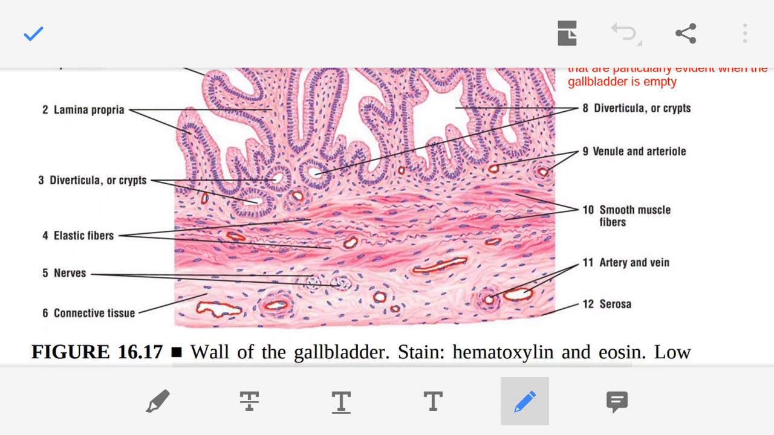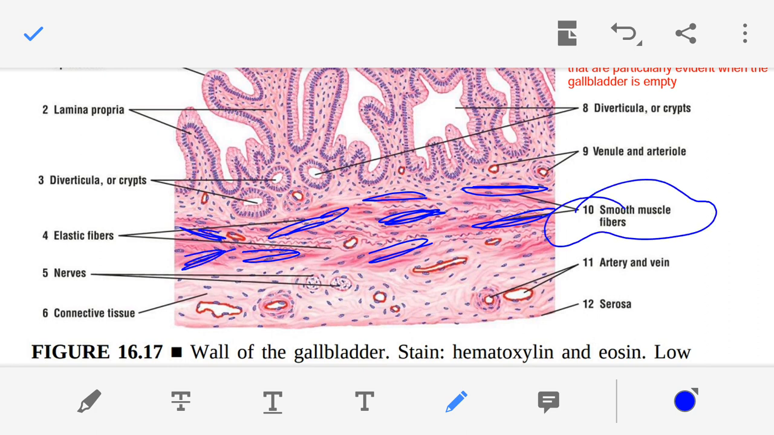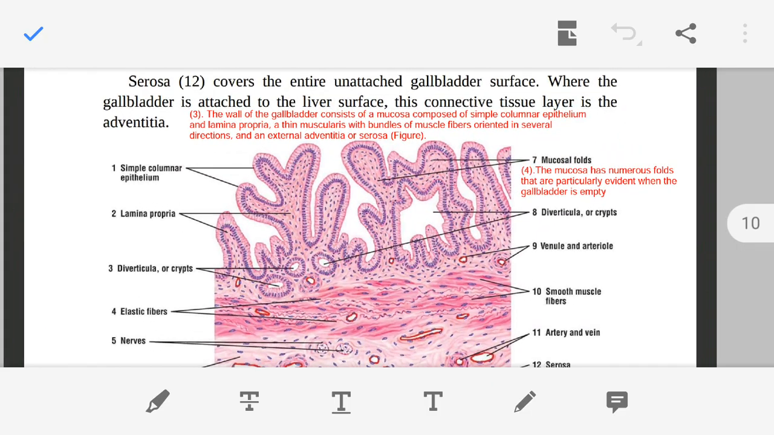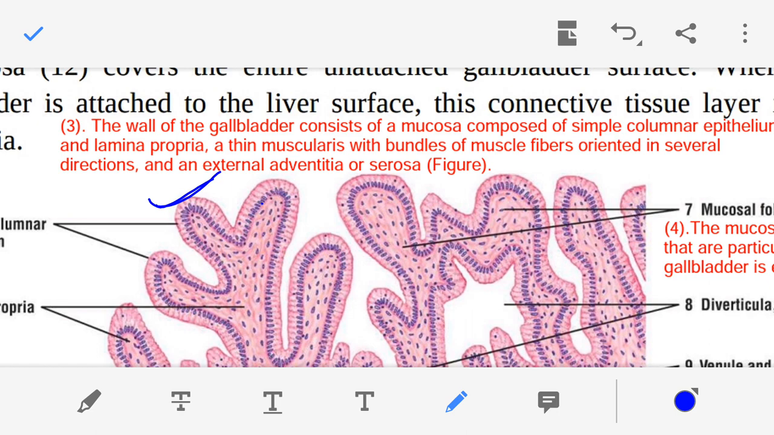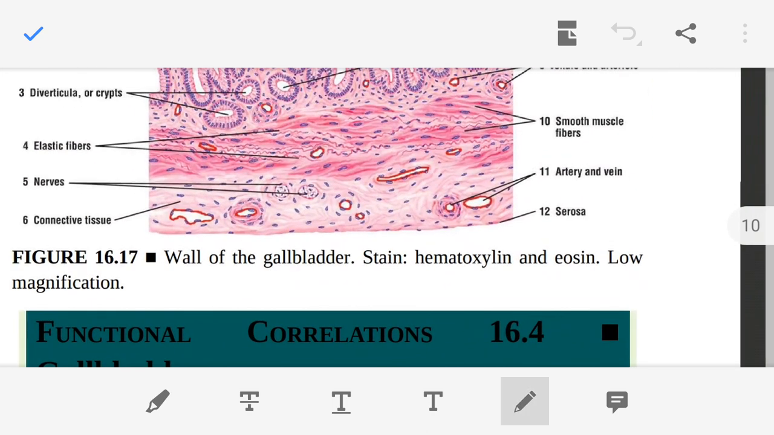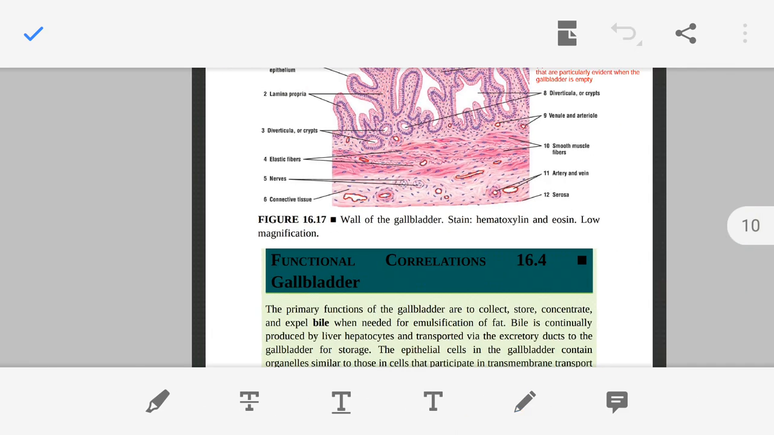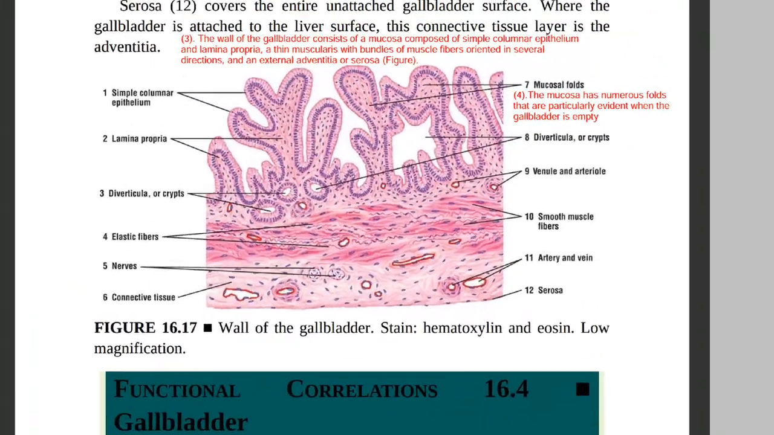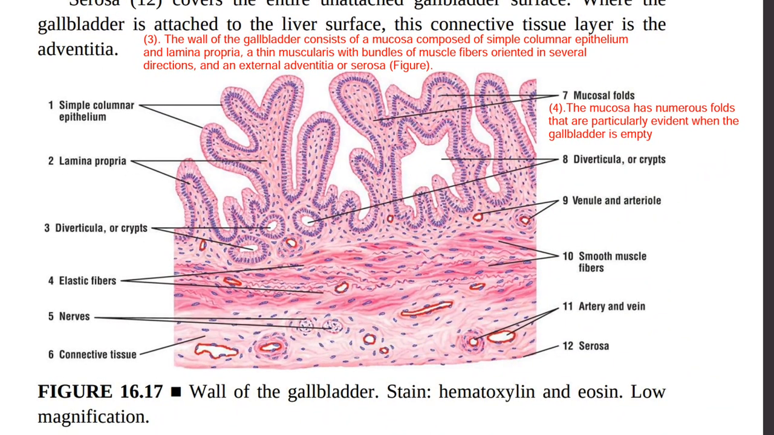These are all smooth muscle fibers, and they are scattered, present in all directions. Then the outermost layer, the external layer, is the adventitia or serosa. In this figure the serosa is shown. The outermost layer, serosa. Now I am showing you the entire slide. You go through all the names, try to remember as many names as possible.